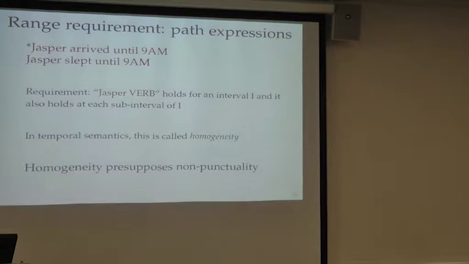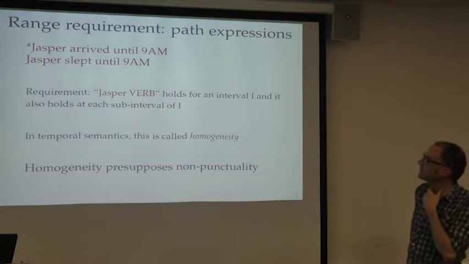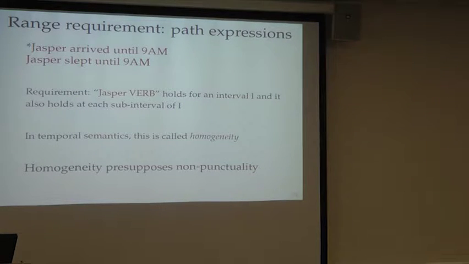That's not fine. So what saves it is if you have something like sleep: Jasper slept until 9 a.m. That's fine, and that's because sleeping is a number of consecutive points in time that you're talking about. This is also what you see in the literature, so the requirement for something like until is that the Jasper verb bit holds for an interval I, and it also holds at each sub-interval of I. So this doesn't work for arrive, because arrive is punctual, and you can't carve it up into multiple arrive bits. But with sleeping, you can do that, and that's why it's felicitous.